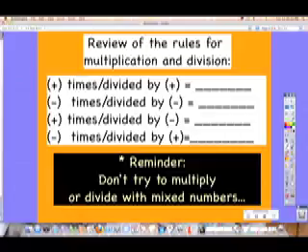Guys, you got this. Be confident. Rub your hands together. We're confident. We know these rules. We've gone over this lots and lots. Are you ready? Okay. Guys, shout it out.